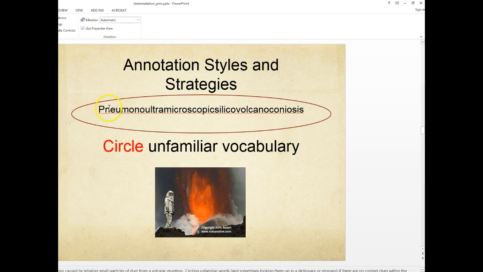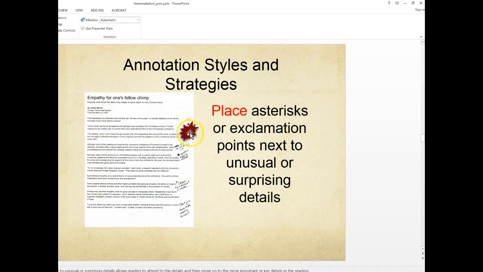Another way of annotating is some people will circle words that they don't understand and then maybe write the definition right next to it. Another, some people put asterisks or stars next to stuff that they find fascinating or unreal. Exclamation points. I can put a frown if I disagree with something. We all have our own style choices.